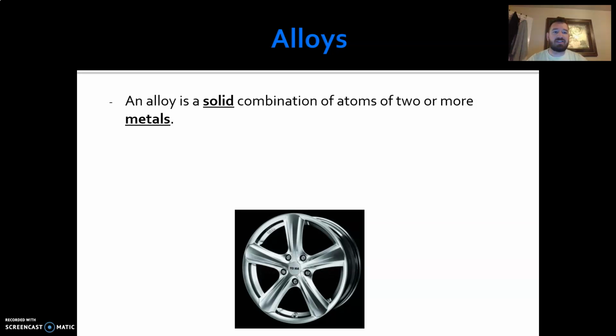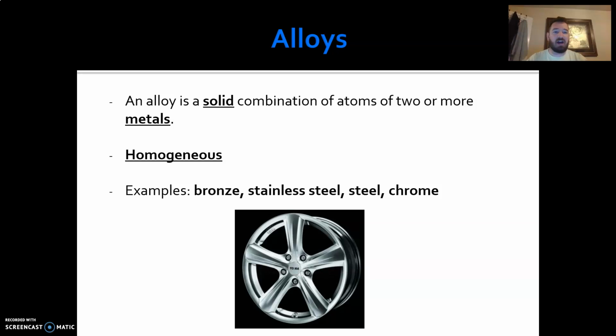If you play any racing games on your video console, or maybe you're just into cars, you've probably heard of the term alloy wheels. Right? What that means is there's two different types of metals combined together, in order to make whatever wheel you have. Alloys look homogeneous, so they should look uniform throughout, even though they are made of 2 or more different metals. And some common examples of alloys would be bronze, stainless steel, steel, or chrome.